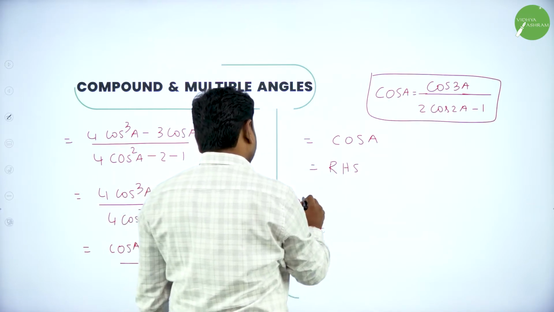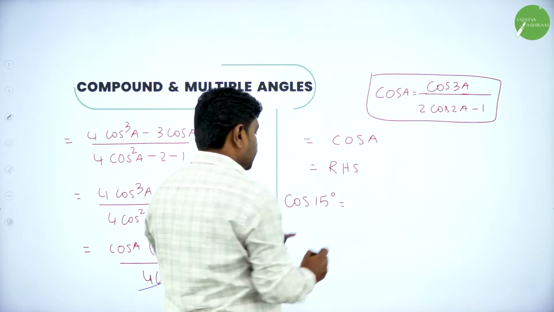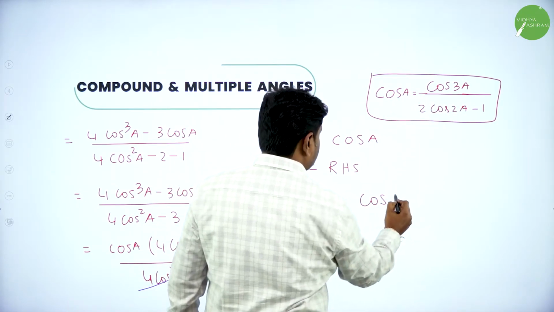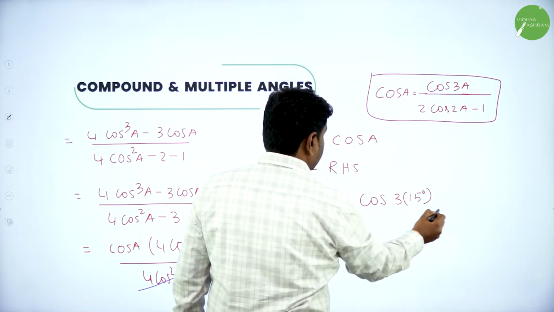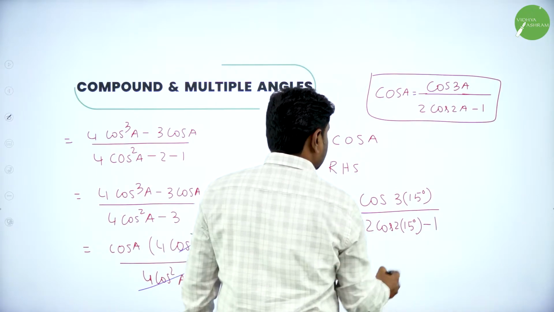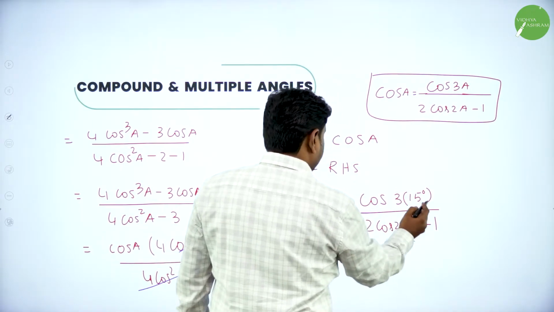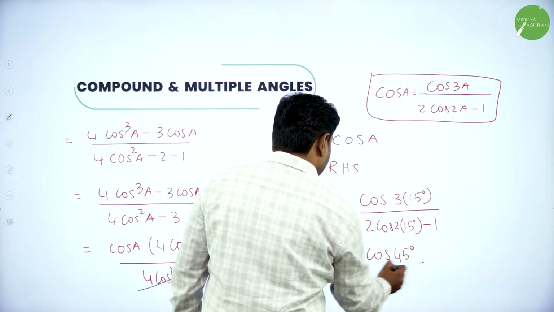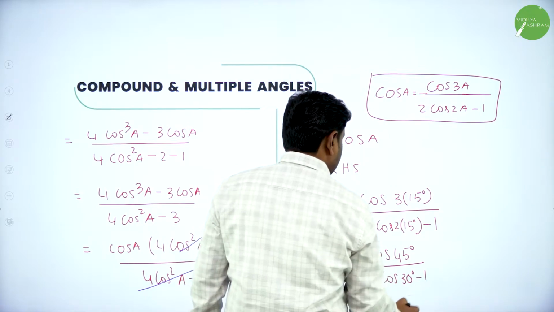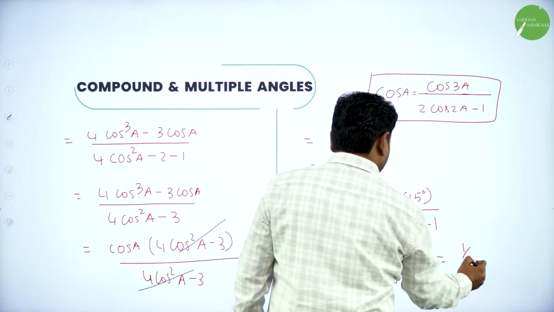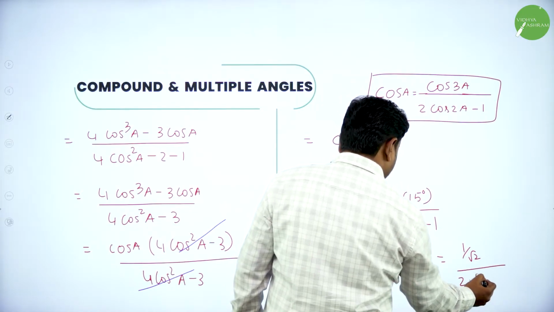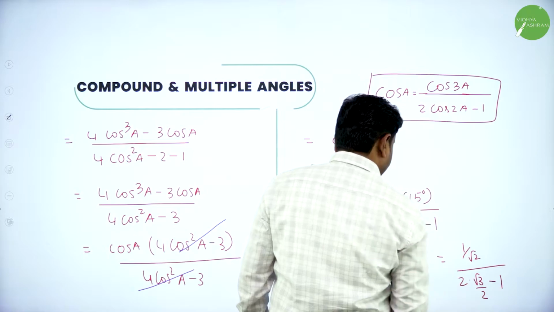So now they want cos 15. See here, a is 15 degrees. And in the RHS, cos a is equal to cos 3 times 15 divided by 2 cos 2 times 15 minus 1. That will be cos 15 equals cos 45 divided by 2 cos 30 degrees minus 1. Further, cos 45 is 1 by root 2, divided by 2 times cos 30, and cos 30 is root 3 by 2, minus 1.